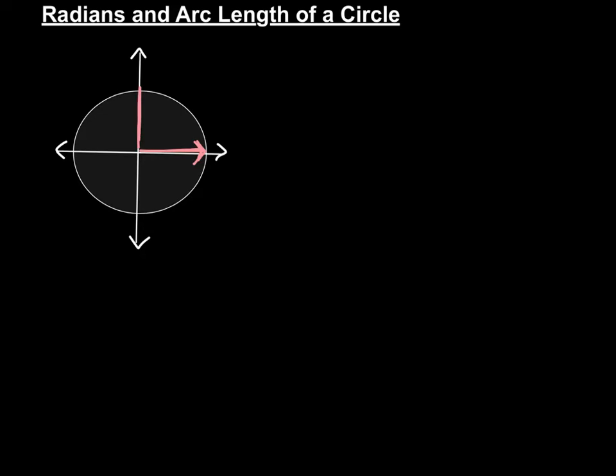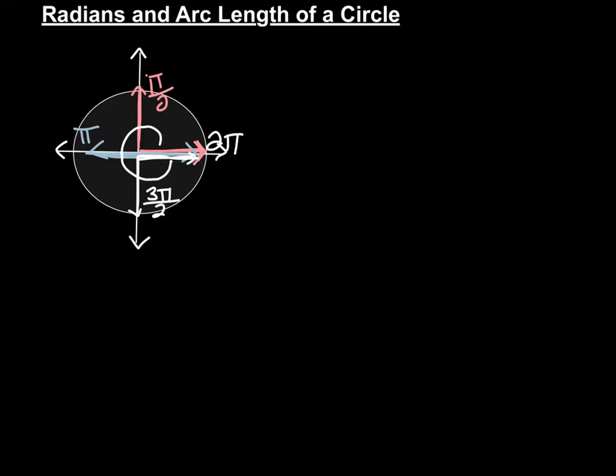a 90-degree angle in degrees would be a pi over 2 radian measure angle. A 180-degree angle would be pi radians. A 270-degree angle would be 3 pi over 2 radians. And a full 360-degree angle brings me back to 2 pi.